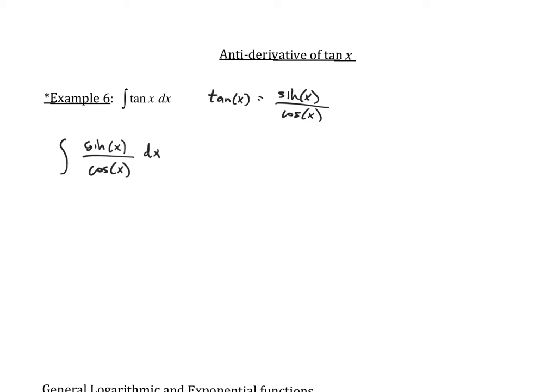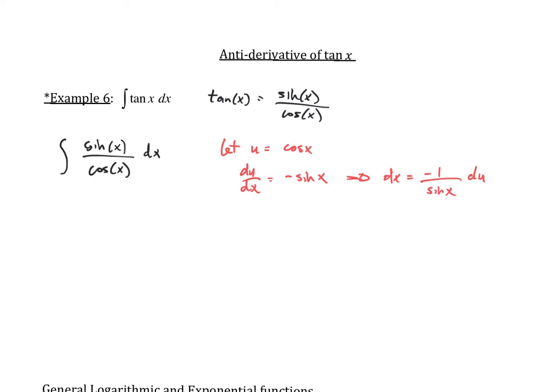And then what we're going to do is use u substitution. So we're going to let u be equal to cosine of x. We're going to differentiate both sides, so du/dx is equal to negative sine x. And then we're going to solve for dx. So when we solve for dx, we're going to get dx is equal to negative 1 over sine x du.